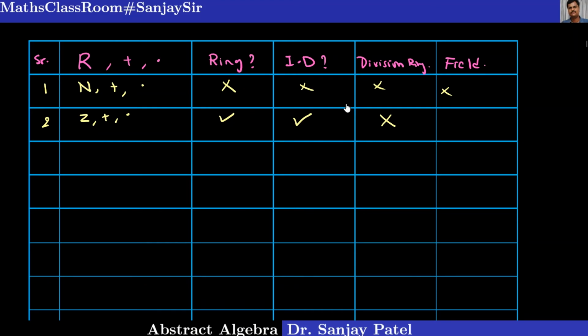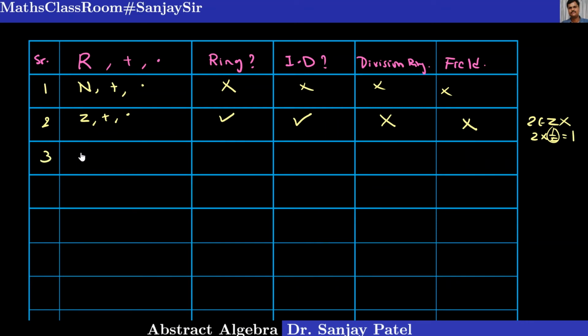Now, just to explain that this is not a division ring, for the second problem, we know that 2 belongs to Z, but 2 has no multiplicative inverse. 2 into something is equal to 1 is true if I put 1 by 2 here, and 1 by 2 is not a member of Z. So 2 has no inverse. So it is not a division ring. And since 2 has no multiplicative inverse, it is also not a field. So Z is not a field.